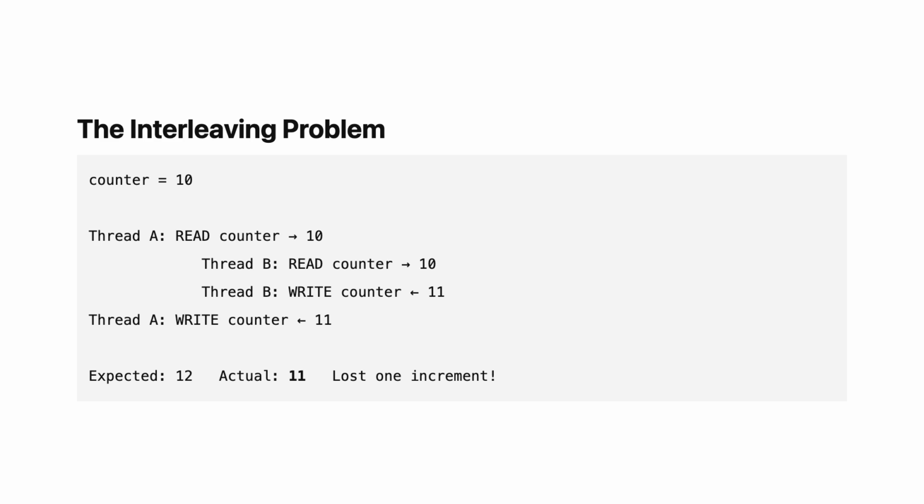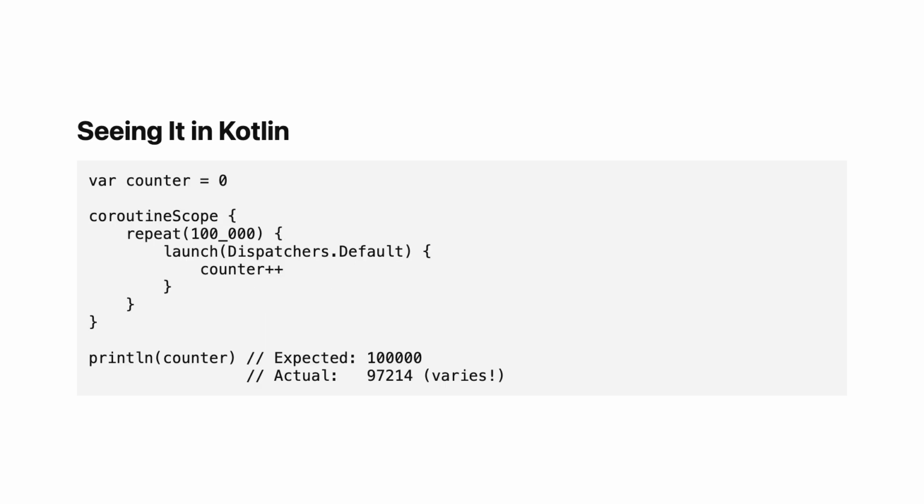Let us see this in real code. Here is a Kotlin coroutine example that demonstrates the problem. We declare a variable counter equal to 0. Then we launch 100,000 coroutines, each of which simply increments counter. After they all finish, we print counter. If everything worked correctly, we would get 100,000, but we do not. We get a different, smaller number every time we run it. The reason is exactly what we just described.